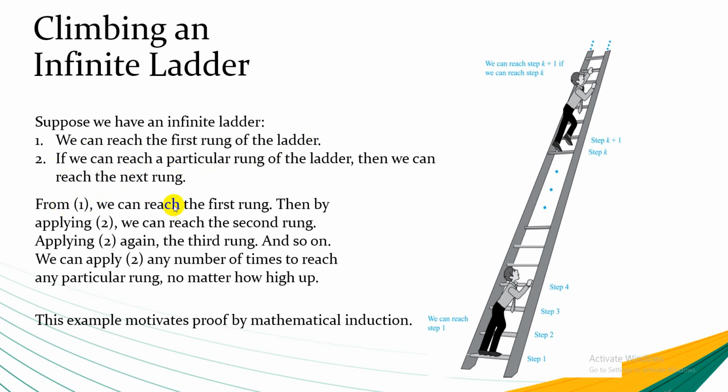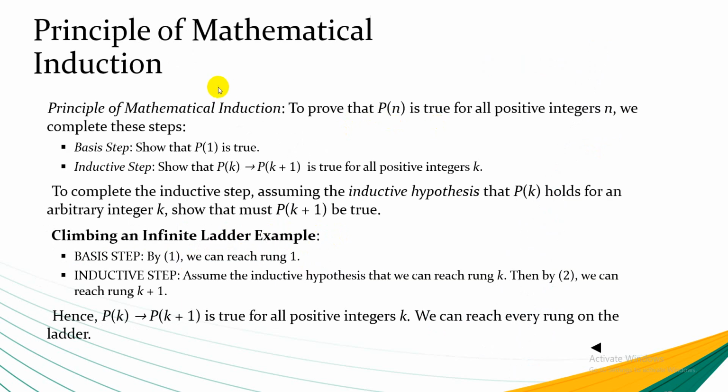So from step 1 we can reach the first rung, then by applying step 2 we can reach the second rung, by applying it again, the third rung, until we reach the upper bound, or the end of the ladder. Okay, so this is just an analogy from a real life example.